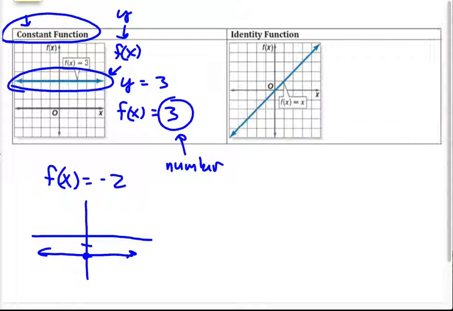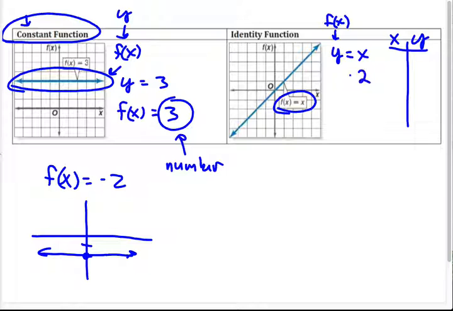Identity function is not the same as a constant function. Identity function says this, f of x equals x. A better way to look at it is y equals x. Remembering that f of x is the same thing as y. Identity function means this, if you set up a table, x and y, if I plug in 2 for x, that means y also has to equal 2. So when I'm looking at this, when x is 0, y is 0. 1, 1, 2, 2. That's why they call it the identity function. X is the same thing as y.